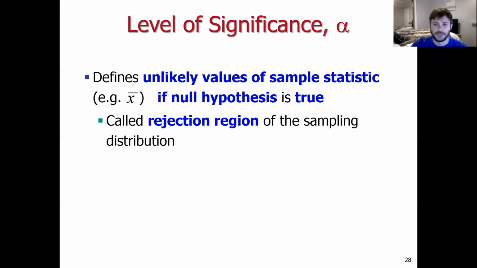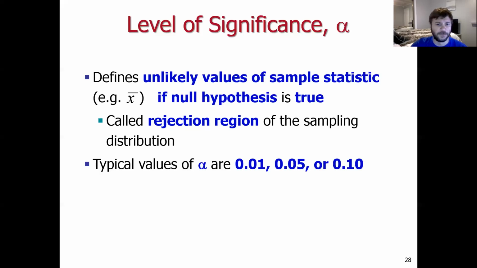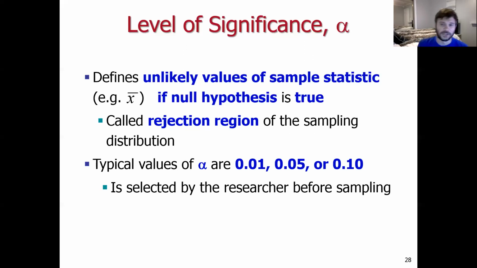Okay, so the level of significance alpha, this is going to determine for us the rejection region in the sampling distribution. And again, typical values that I mentioned before are 1%, 5%, and 10%, so you don't have to worry about going to that normal table and looking for every possible value of alpha. We're going to use pretty much one of these 3 values, pretty standard amongst practitioners. And this is chosen by the researcher before sampling.